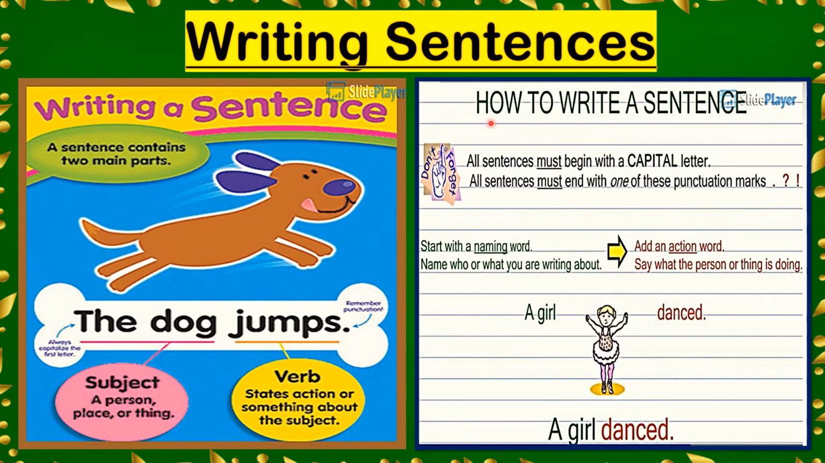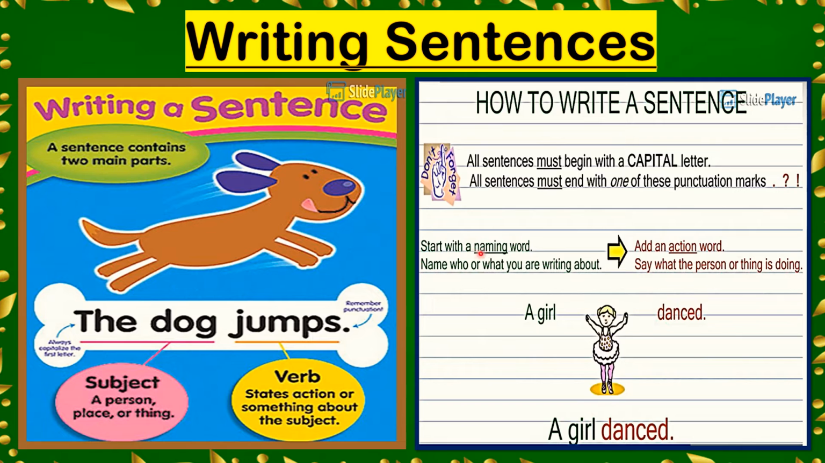So how do we write a sentence? All sentences must begin with a capital letter. In this sentence, All starts with capital letter A because it's the start of the sentence. All sentences must end with one of these punctuation marks: period, question mark, or exclamation point.